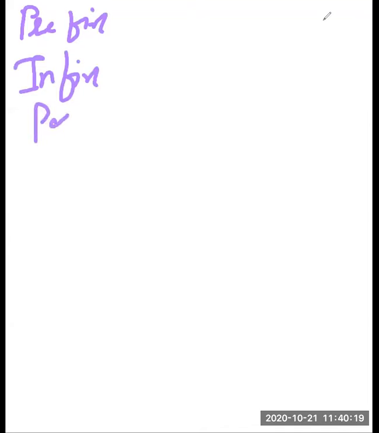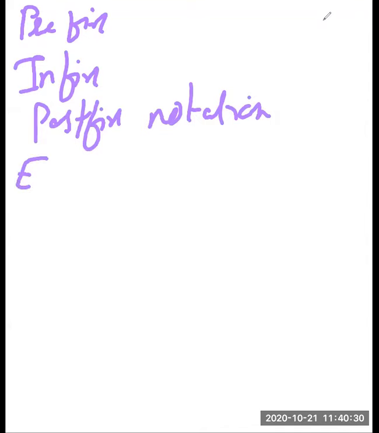We are going to look at prefix, infix, and postfix expressions or notation. So let us introduce a concept called an expression tree.